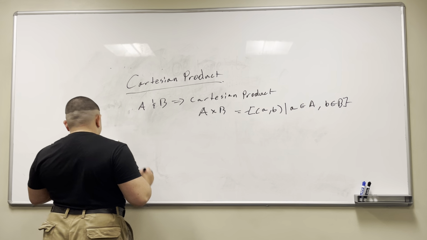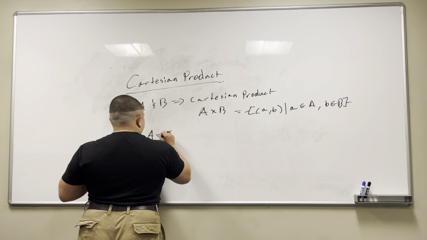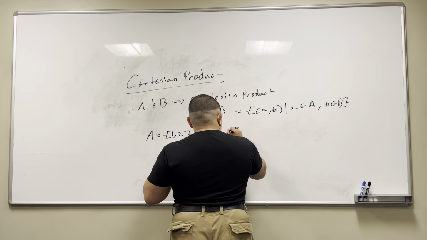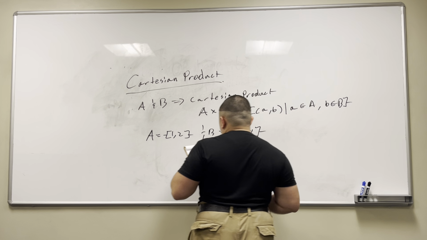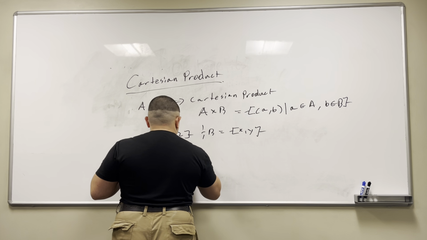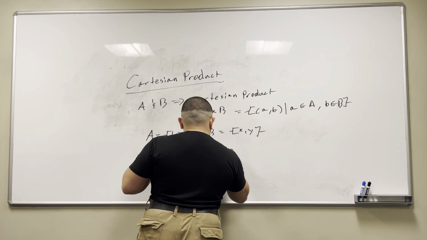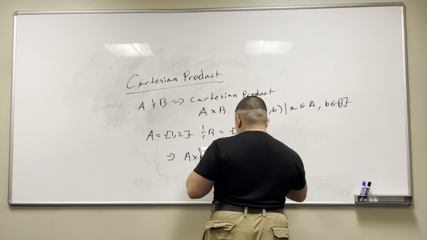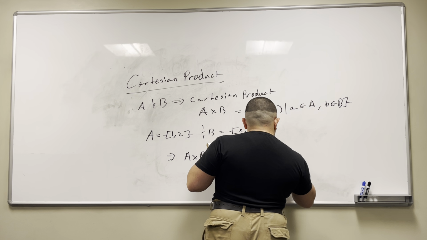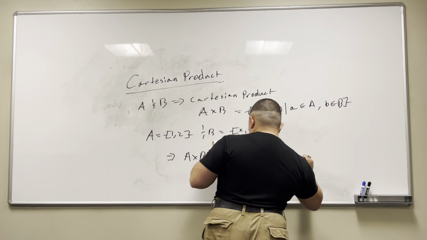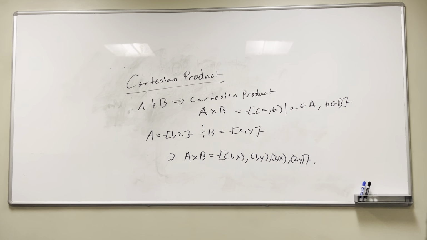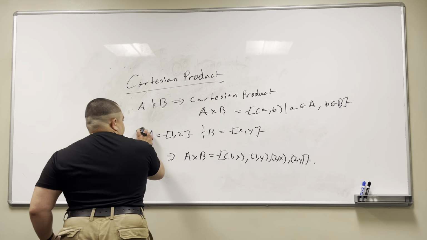So, for example, say A is equal to the set {1, 2}, and B is equal to {x, y}, then we of course have A cross B is equal to the ordered pairs (1, x), (1, y), (2, x), (2, y). Very good.